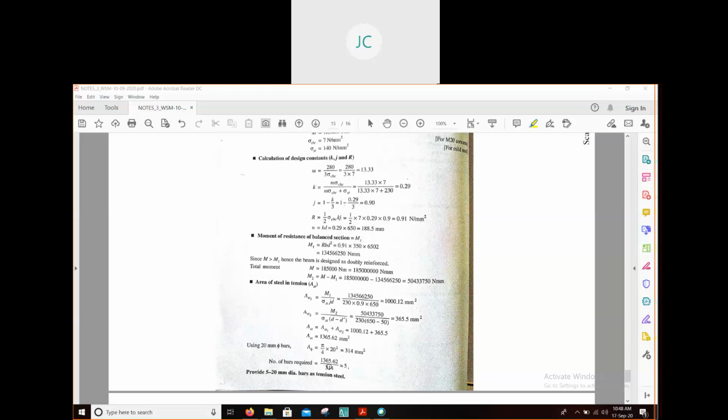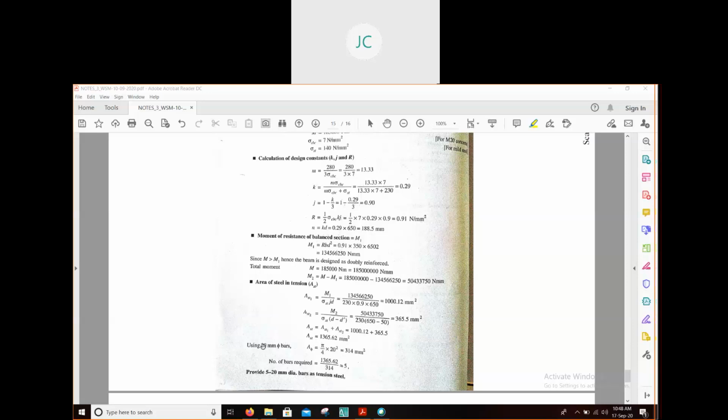Number of bars, how can you find out the number of bars? Total area divided by area of one bar. If you use 20 mm diameter bar, then the area of one bar is pi by 4 d square. So this is the area of one bar of 20 mm diameter. Total area is 1365 and area of one bar is 314. So total number of bars, how many? This divided by this, you will get approximately 5. So we will provide 5 numbers of 20 mm diameter bars as tension steel.